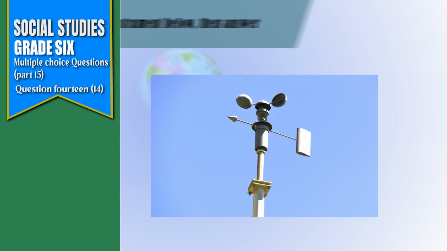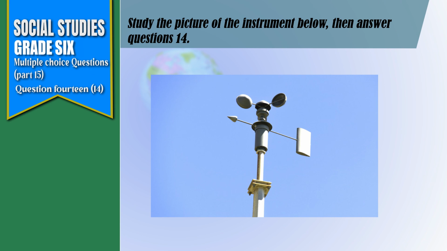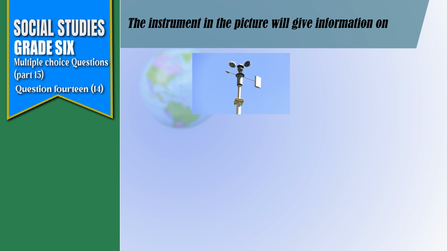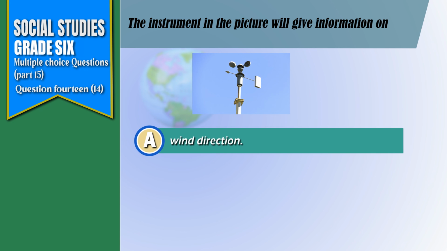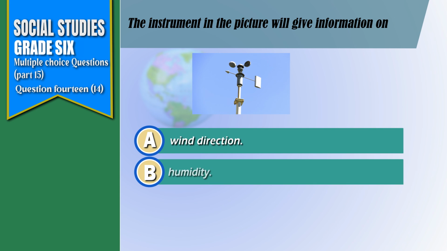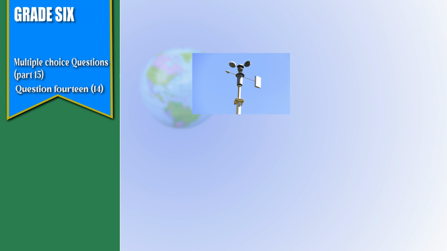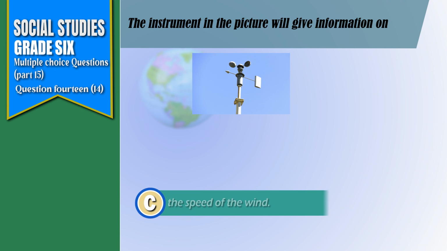Number 14. Study the picture of the instrument below, then answer question 14. The instrument in the picture will give information on A. Wind direction, B. Humidity, C. The speed of the wind, or D. Atmospheric pressure. The answer to question 14 is C. The speed of the wind.